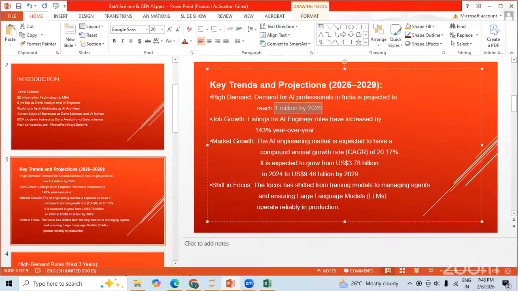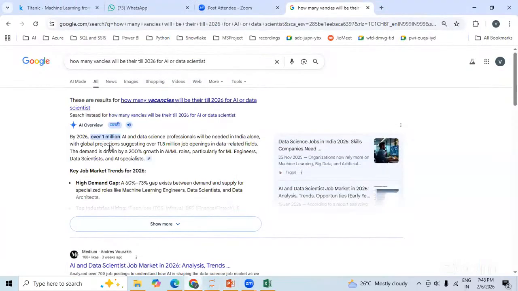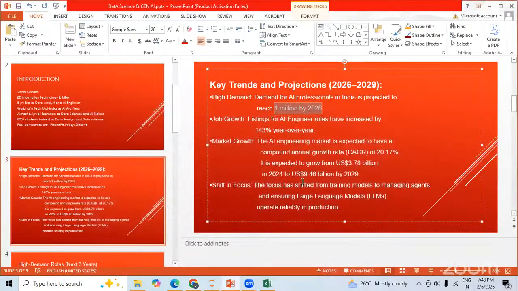कुछ भी number लिखना है इसलिए number नहीं लिखा हुआ है. I have created these slides on the basis of current data. So 1 million means what? How many? 10 lakhs, right? So if there will be a requirement of 10 lakhs by the end of 2026, then just think, if you have that skill set, you will easily get a job, right?